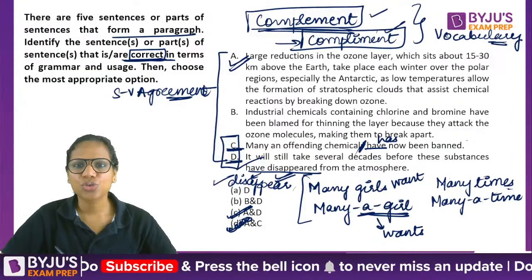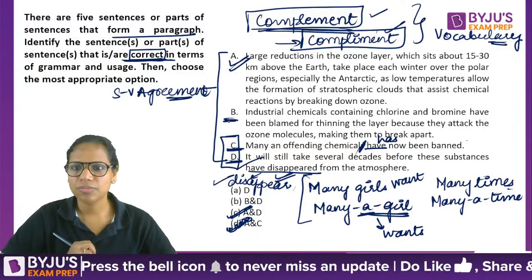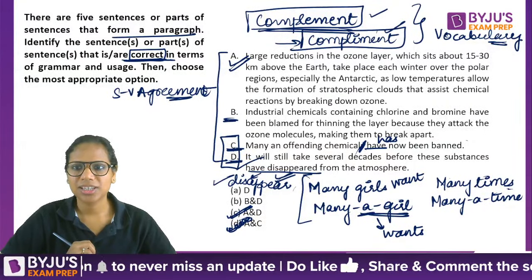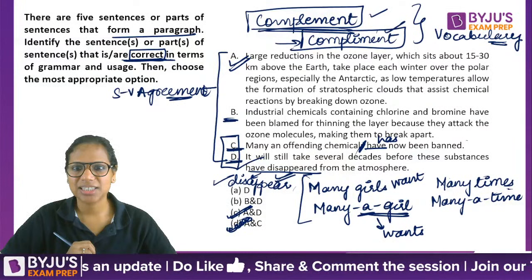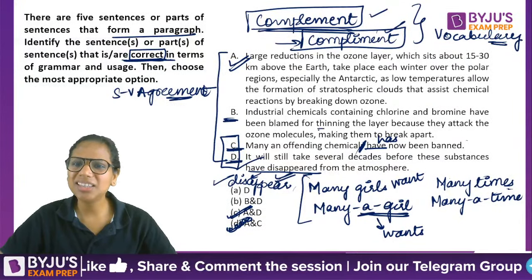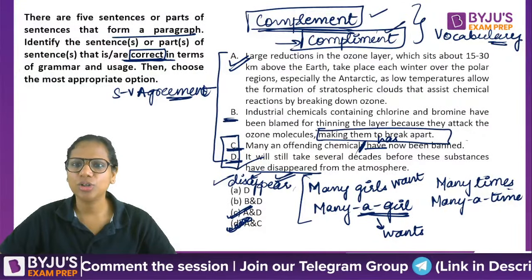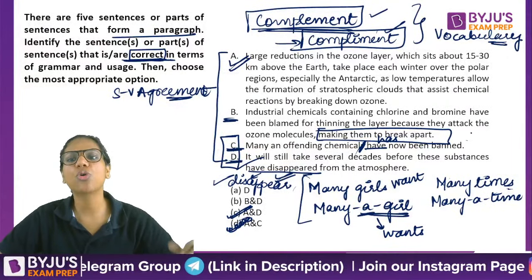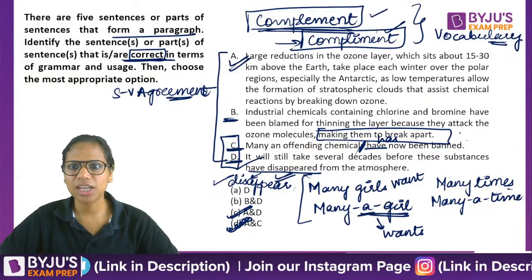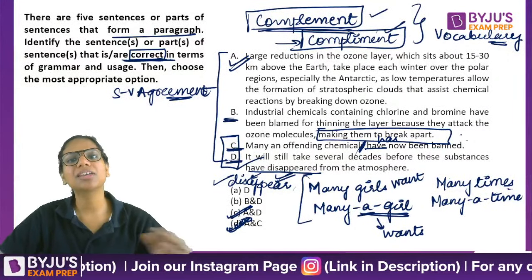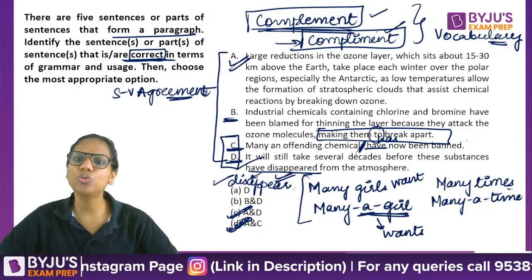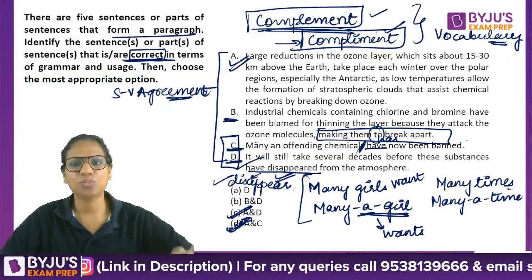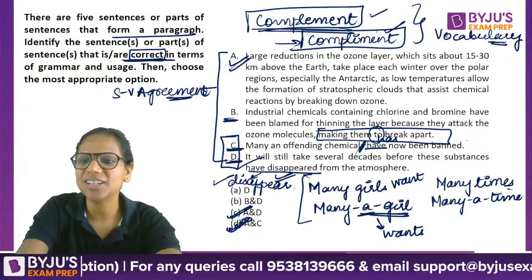Right. So B, what is the error? Yes. Making them to break apart. To is not required. Either I should say making them break apart or I should say causing them to break apart. Right. Causing them to break apart or making them break apart. Making them to break apart is incorrect. So B and C are erroneous. A and D is the answer here.